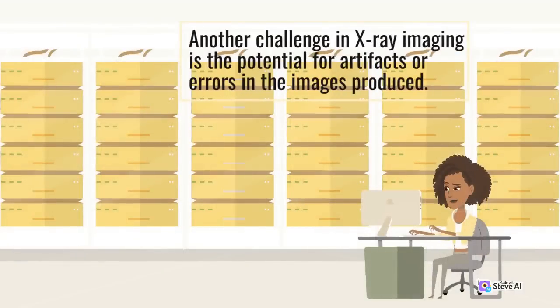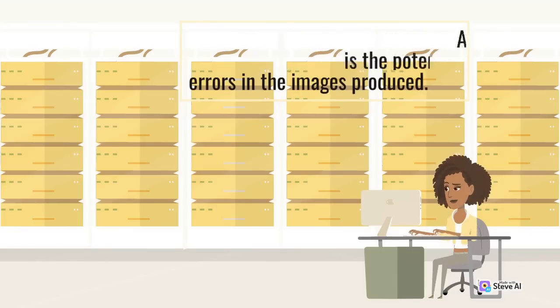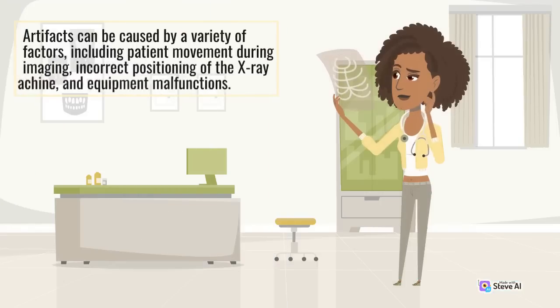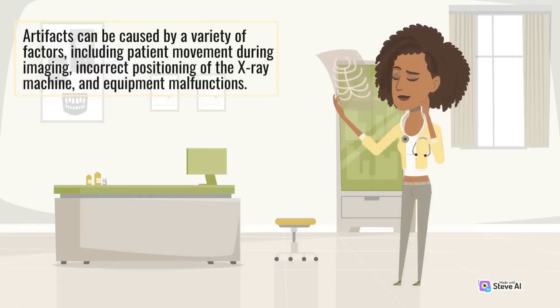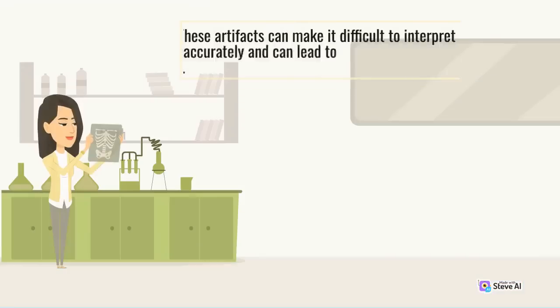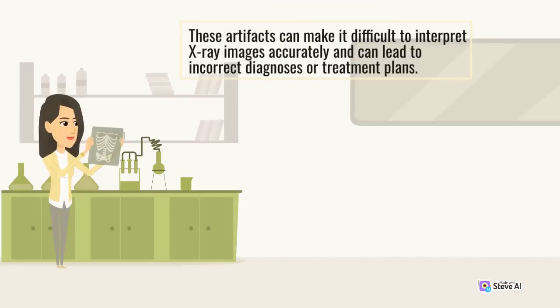Another challenge in X-ray imaging is the potential for artifacts or errors in the images produced. Artifacts can be caused by a variety of factors, including patient movement during imaging, incorrect positioning of the X-ray machine, and equipment malfunctions. These artifacts can make it difficult to interpret X-ray images accurately and can lead to incorrect diagnoses or treatment plans.